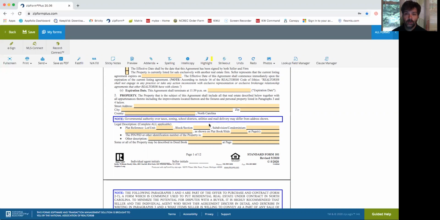Make sure that you do define the address as best you can, and likewise use as much of this legal description as possible to be very clear. Deed book and page are usually a minimum requisite. Make sure you also pull the deed book and page to make sure that it does describe the property in which you're selling.